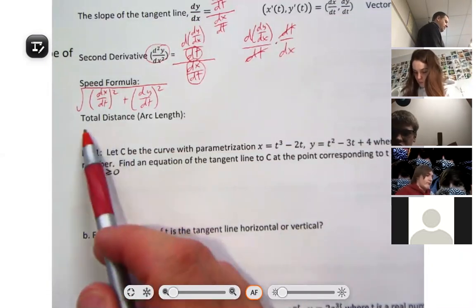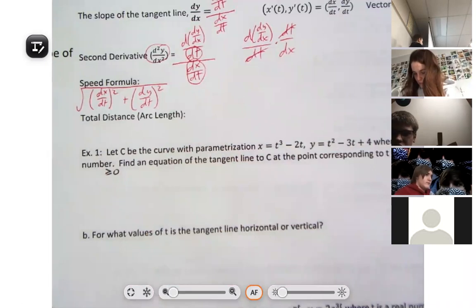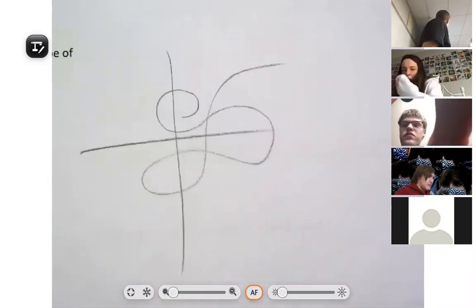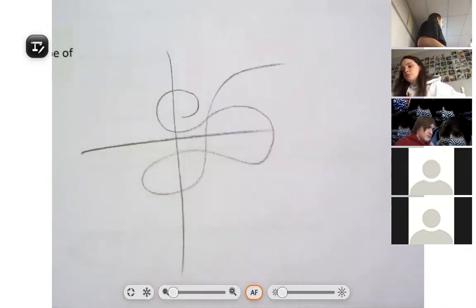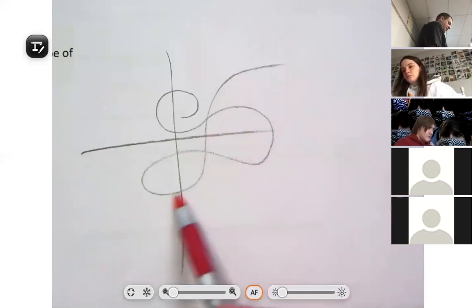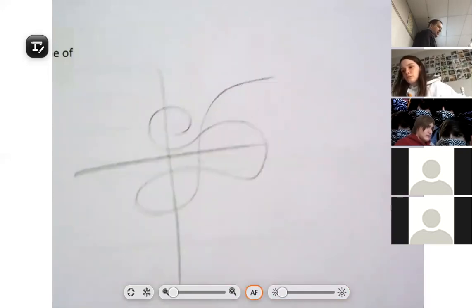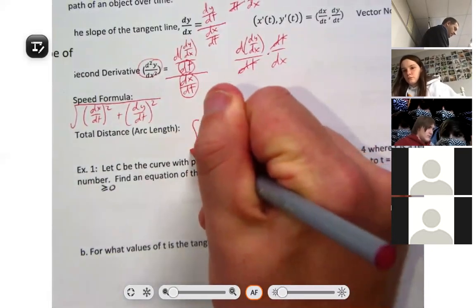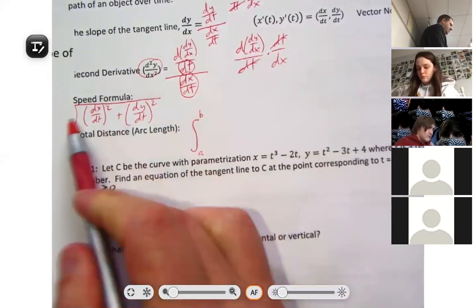And then the last formula we have to know: think back to first semester when you had to find total distance traveled, you integrated speed. You integrated the absolute value of velocity. And that's what happens here. If you're looking for total distance traveled of a parametric equation, which is really asking for arc length, like if this was my path that the thing took and I want to know how far it went, I'm really just trying to figure out how long this whole thing is. I'm looking for the arc length. But in general, total distance traveled is the integral of speed. So we're just integrating that speed formula.